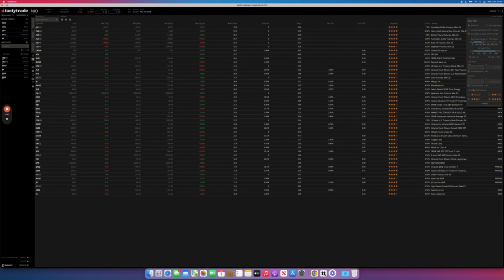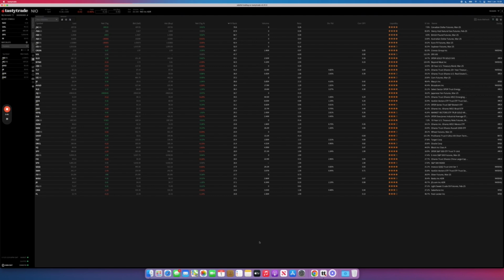We also want to come down here and filter out anything that has a low liquidity rating level. We are only interested in trading liquid markets with tight spreads, and that's going to allow us to keep the most amount of profit possible. The spread is what you pay every time you get in and out of a position, so the tighter the spread, the less you pay.